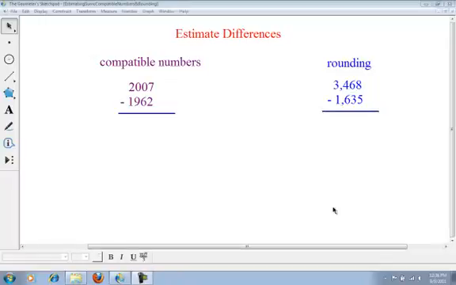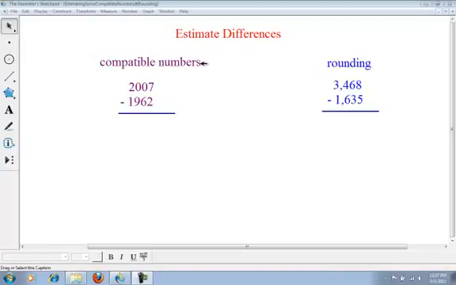You may remember last week we had a lesson on estimating sums. Well, this week we're going to look at estimating differences. Now, there are two ways that we can estimate differences. One way is using compatible numbers, and the other way is through rounding.